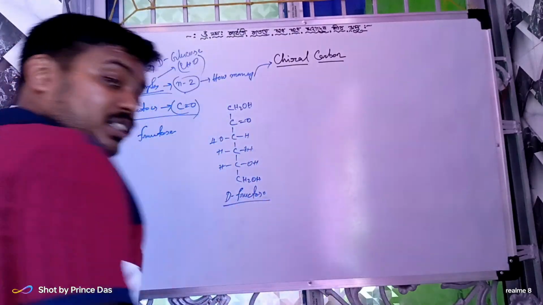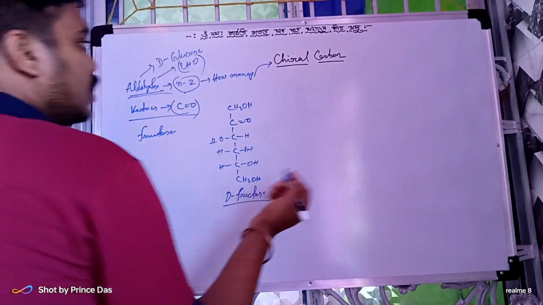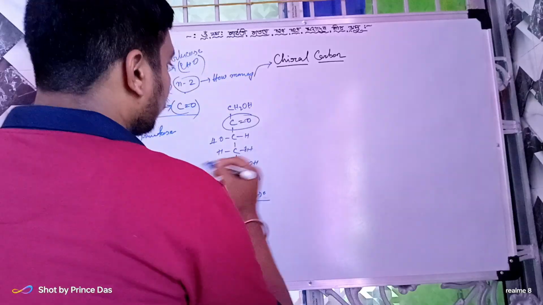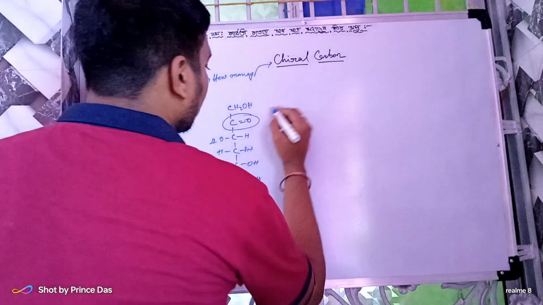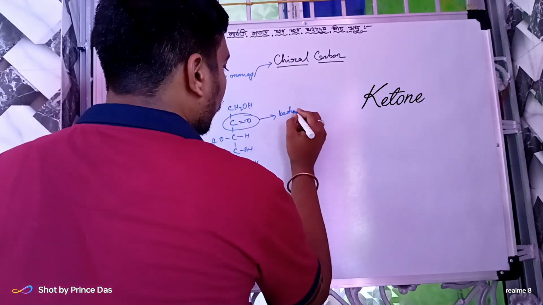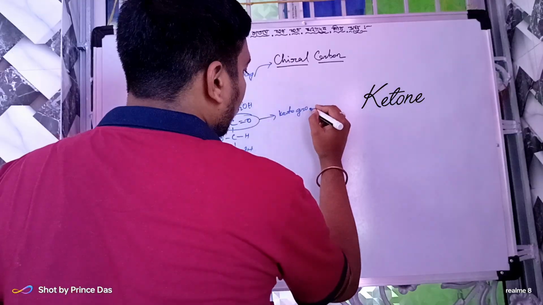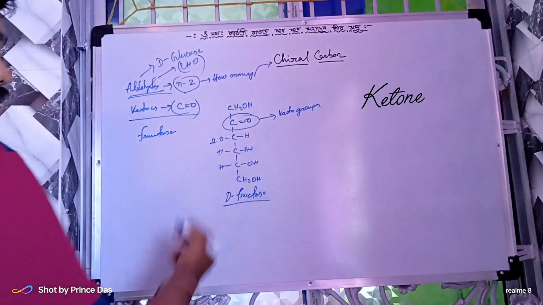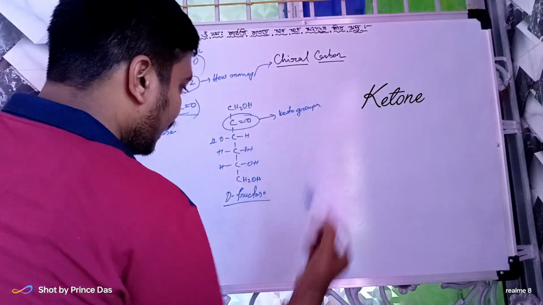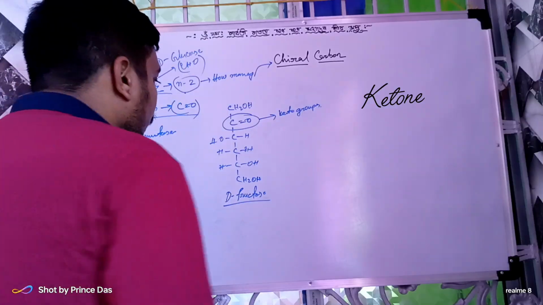So chiral carbon. This is a keto group. I told you that keto means C double bond O. So let's see how many chiral carbons we get.